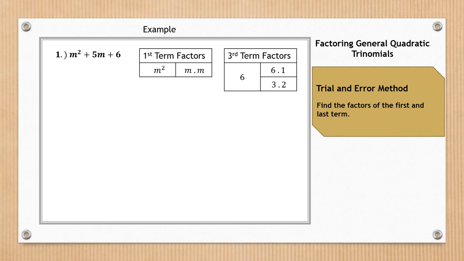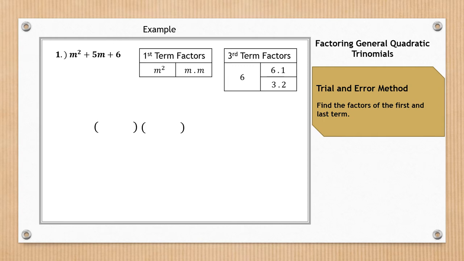So what's next? What will we do next? Remember, once you've written all the possible factors of the first and the last term, you write an open and close parenthesis, two of them. Write them right away on your paper. You write down these two.